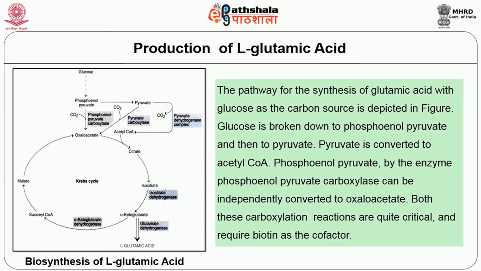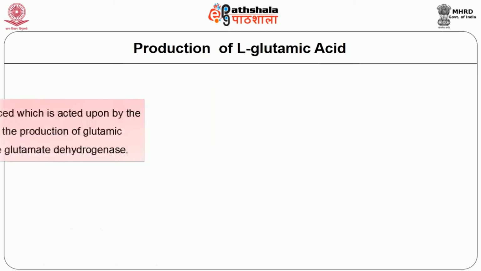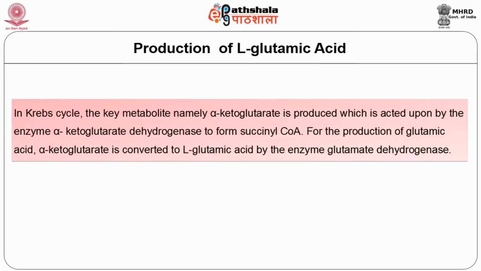Glucose is broken down to phosphoenol pyruvate and then to pyruvate. Pyruvate is converted to acetyl-CoA. Phosphoenol pyruvate by the enzyme phosphoenol pyruvate carboxylase can be independently converted to oxaloacetate. Both these carboxylation reactions are quite critical and require biotin as the cofactor. In Krebs cycle, the key metabolite, namely alpha-ketoglutarate, is produced, which is acted upon by the enzyme alpha-ketoglutarate dehydrogenase to form succinyl-CoA. For the production of glutamic acid, alpha-ketoglutarate is converted to L-glutamic acid by the enzyme glutamate dehydrogenase.